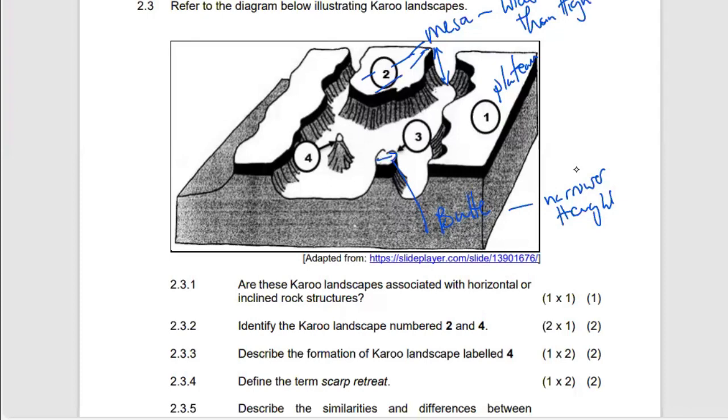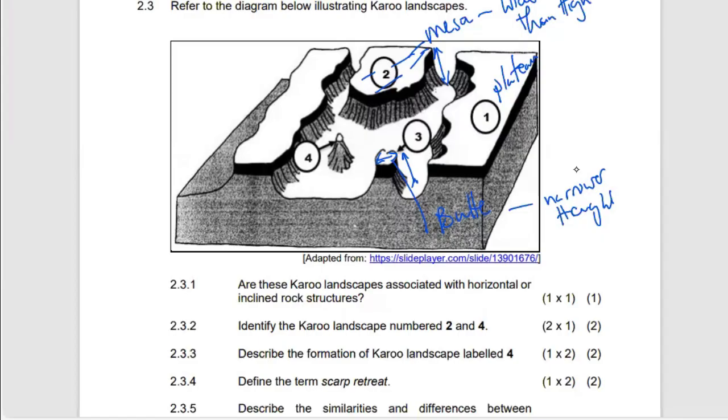But this one, the top part is narrower compared to the height. Though the height is the same for this mesa and the butte, the butte is smaller on top, but compared to the height it is bigger there. That's the distinction between those two.